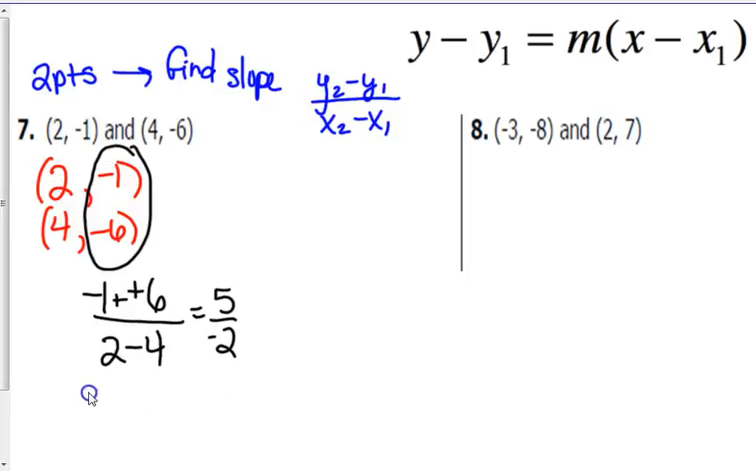Number 7. If you did the other order, if you did negative 6 minus negative 1 over 4 minus 2, you get negative 5 over positive 2. So it should be negative 5/2 either way you did it. Did you figure out what you did?